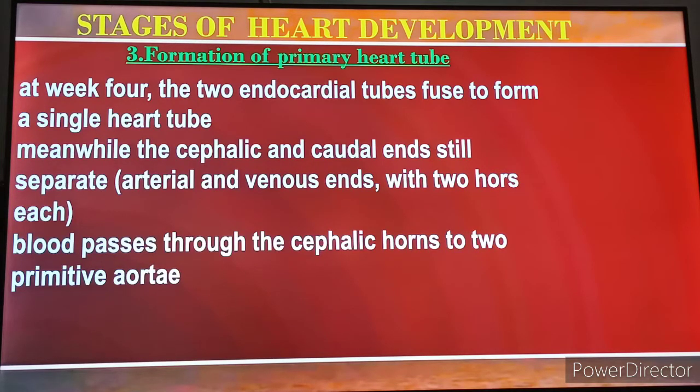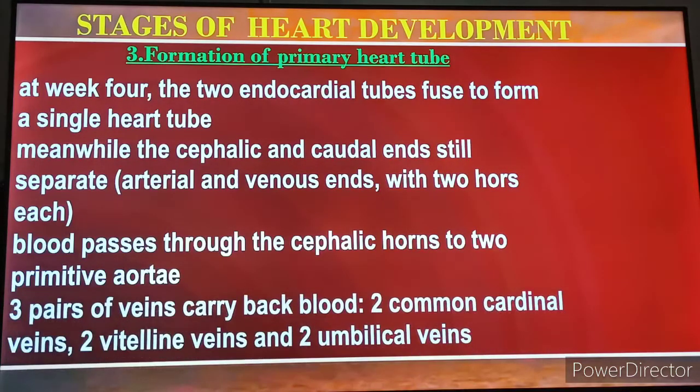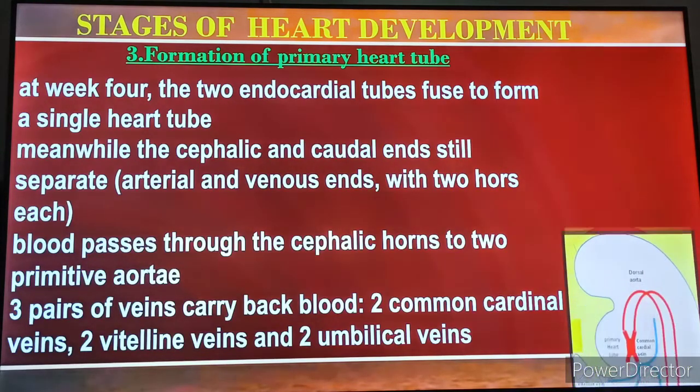And then 3 pairs of veins are going to feed, or drain into, the heart from the caudal end. Remember, we've said we have the arterial end and we have the venous end. The venous end has 3 pairs of veins, and then the arterial end has 2 pairs of aorta. Now, the 3 pairs of veins are named as 2 common cardinal veins, 2 vitelline veins and 2 umbilical veins. These are the pairs that are feeding the venous end of the primitive or primary heart tube. It's now a fixed structure, and it has the arterial end and the venous end. Those are very, very important markers, and this is how you can diagrammatically appreciate it.